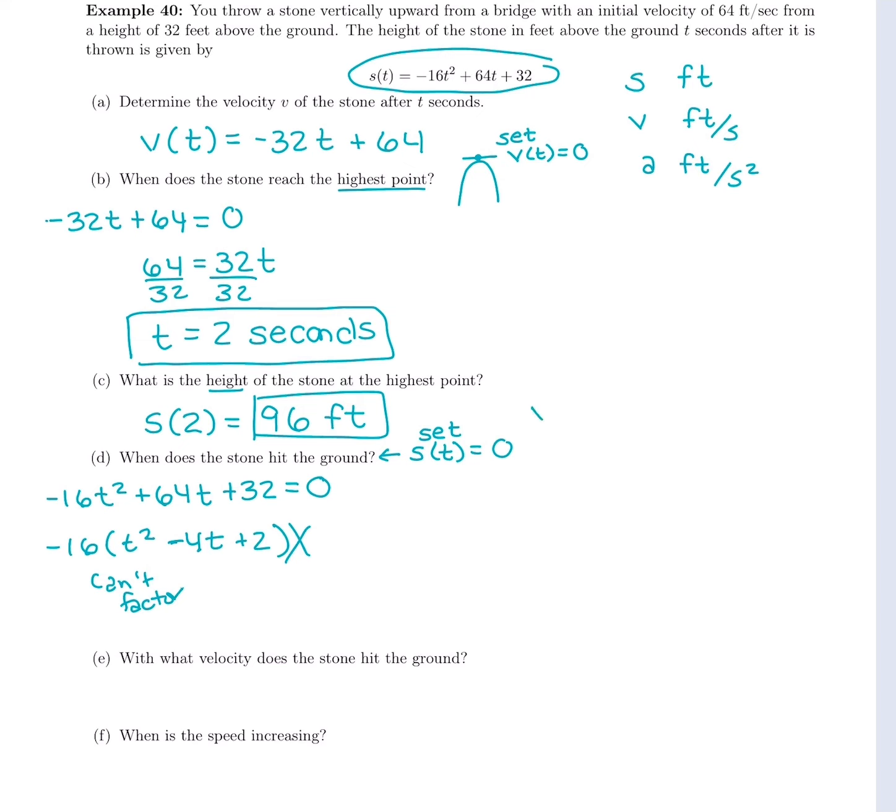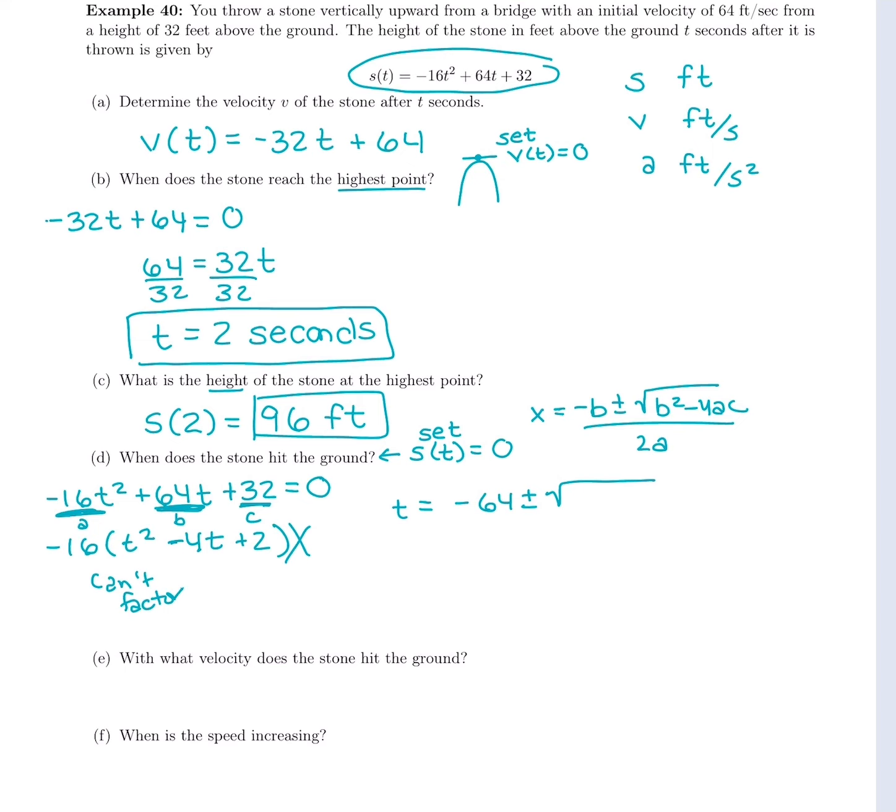So the quadratic formula, the x value is normally negative b plus or minus the square root of b squared minus 4ac, all over 2a. We're going to use that here. It's going to give us our t value though instead of x. So the time that it hits the ground is going to be negative, and we have our letters here, a, b, and c, so negative 64 plus or minus the square root of 64 squared minus 4 times negative 16 times 32.